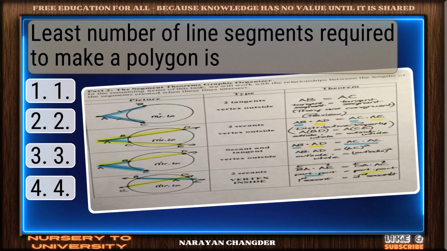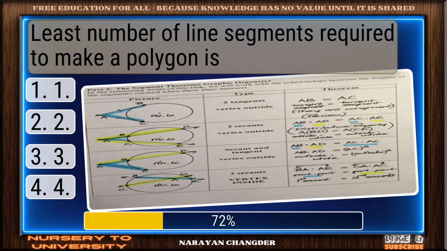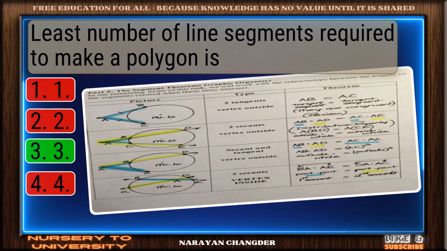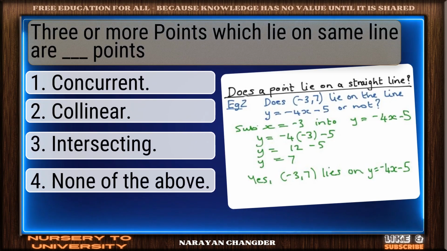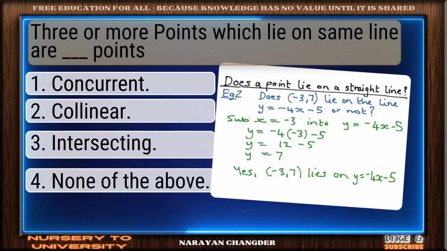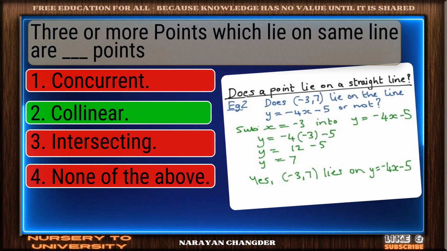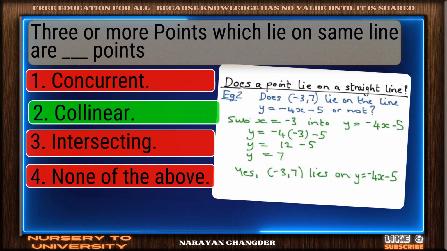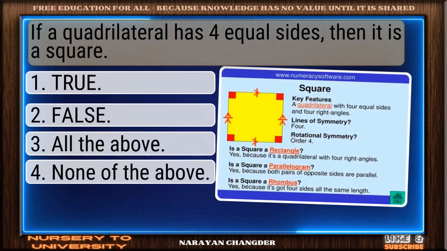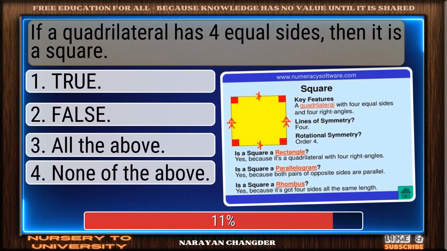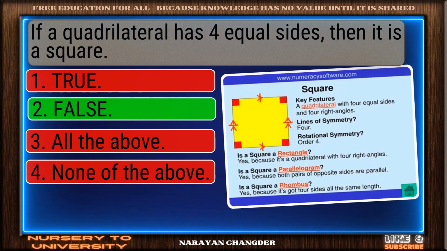Least number of line segments required to make a polygon is. Strong choice. 3 is the right answer. 3 or more points which lie on same line are dash points. Nice selection. Collinear is the correct and valid answer. If a quadrilateral has 4 equal sides, then it is a square. Smart move. False is an accurate answer.